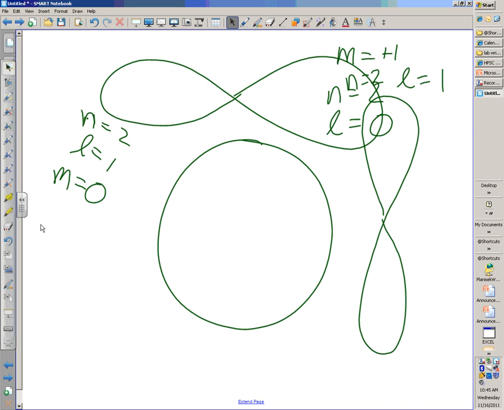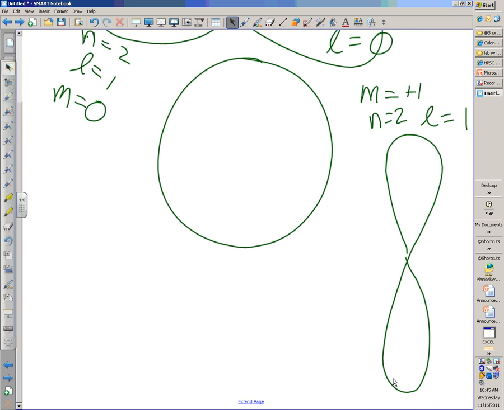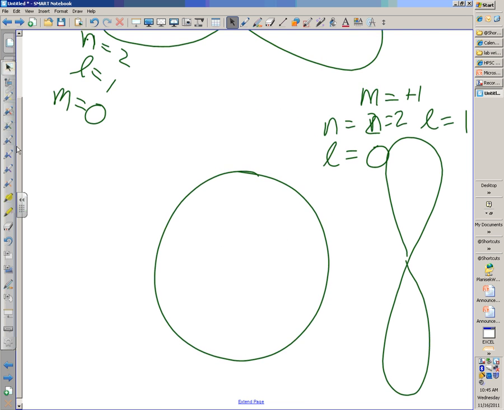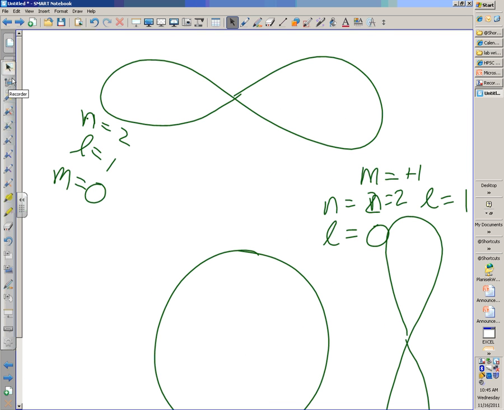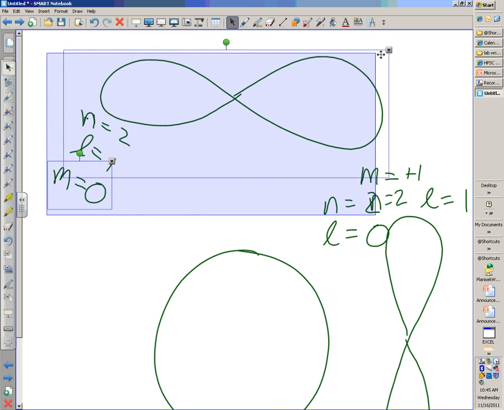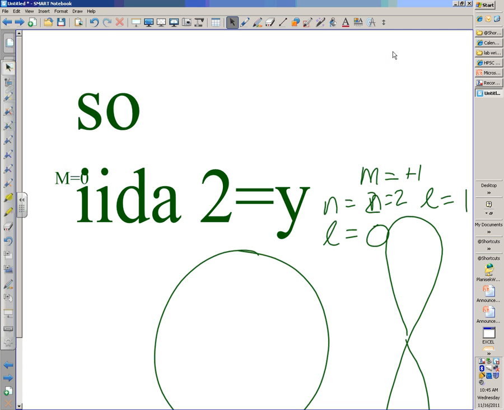Now the FX is going to have the -1 for m. It doesn't really matter. The point I'm trying to make here is it doesn't really matter which.